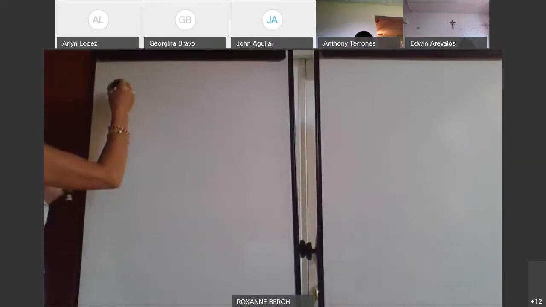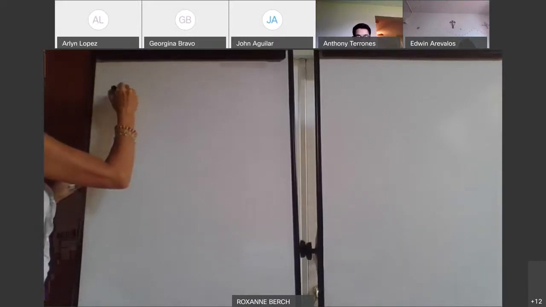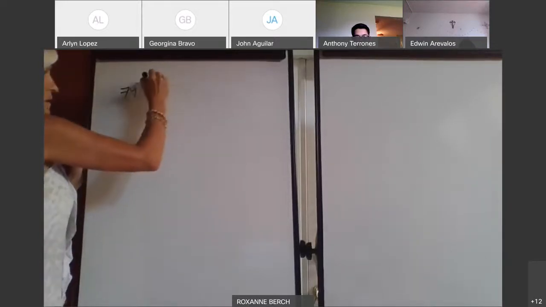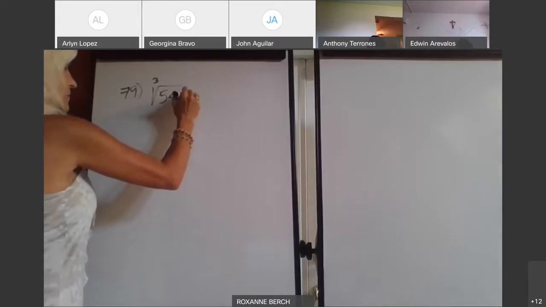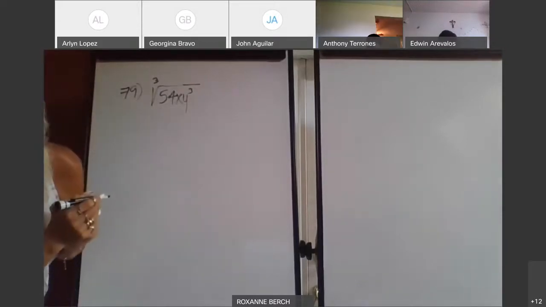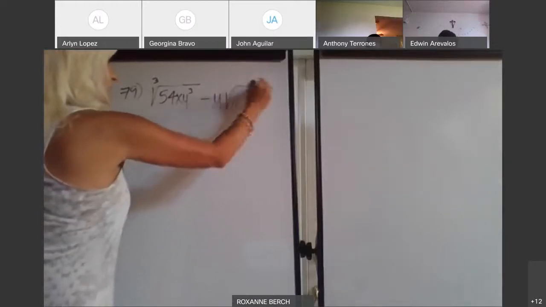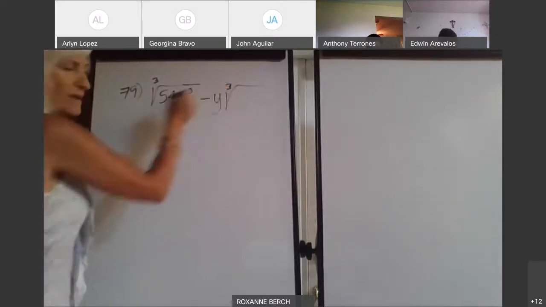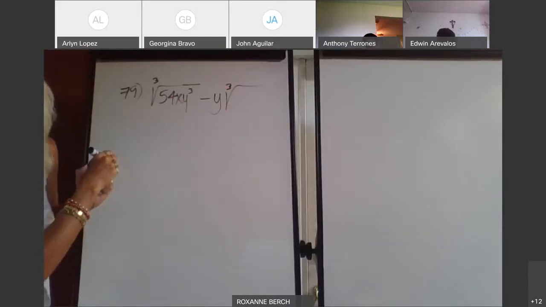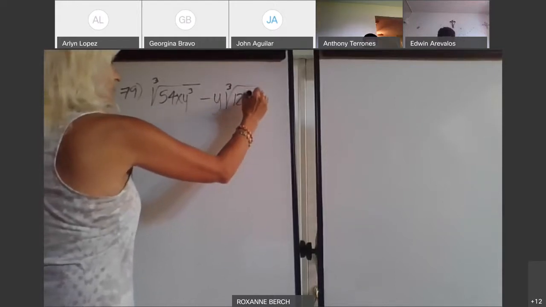Okay, 79. I didn't give you anything this hard. It's the cube root of 54xy cubed, and you are subtracting, so it's minus y times the cube root of 128x. Did I write this down right?